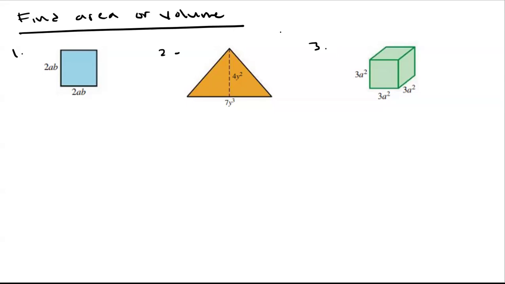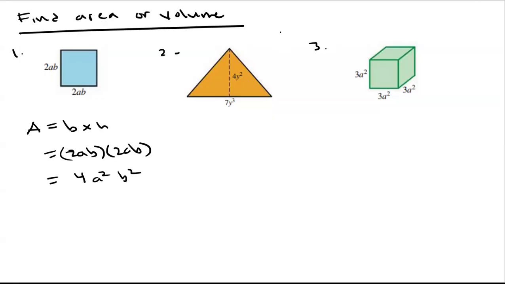So the area of a square or rectangle is just base times height, right? So the base here is 2AB, and then the height is 2AB. Okay? So we just multiply this. 2 times 2 is 4. A times A will give us A squared, and then B times B will just give us B squared because 1 plus 1 is 2. Right? So that will be our answer for this one.